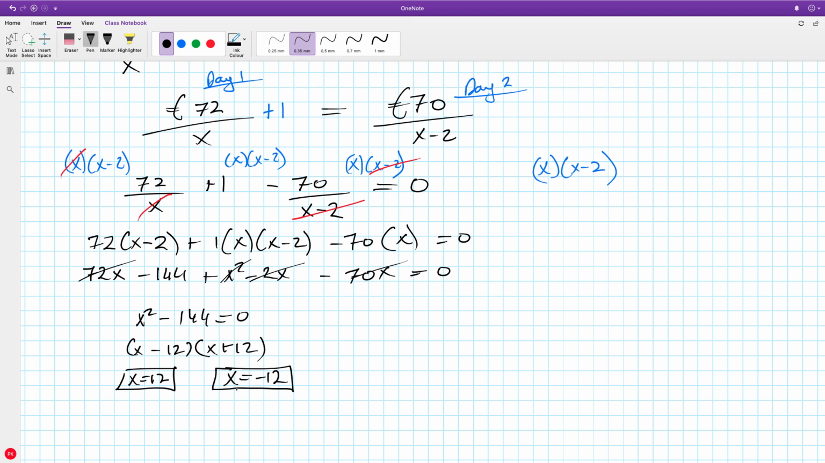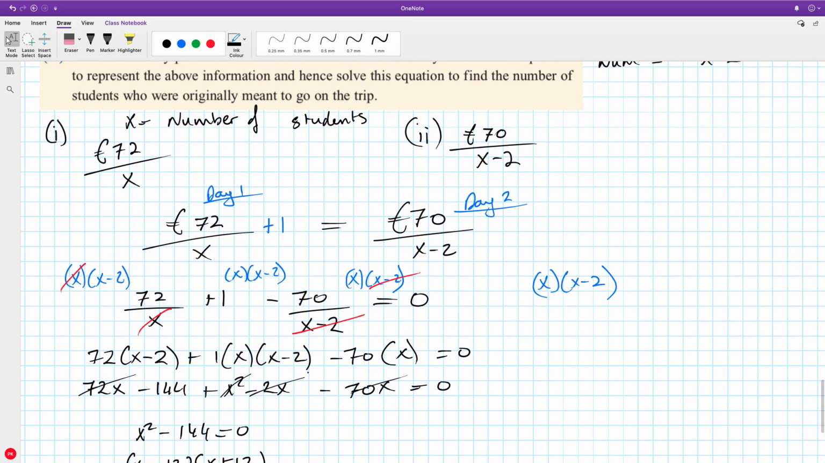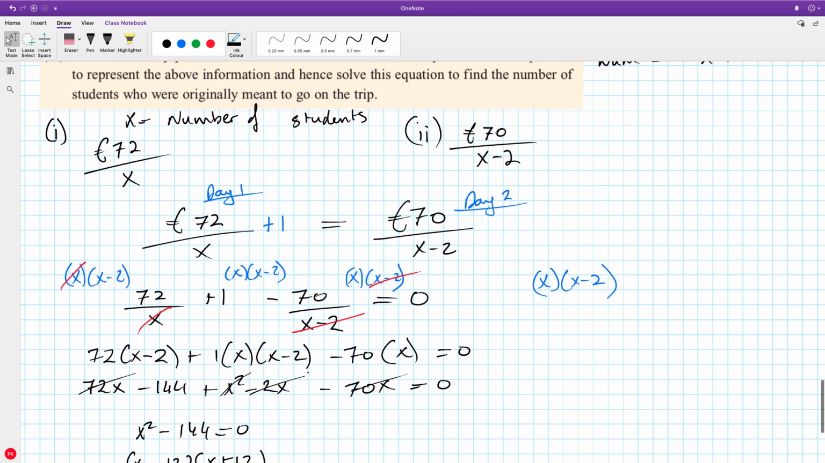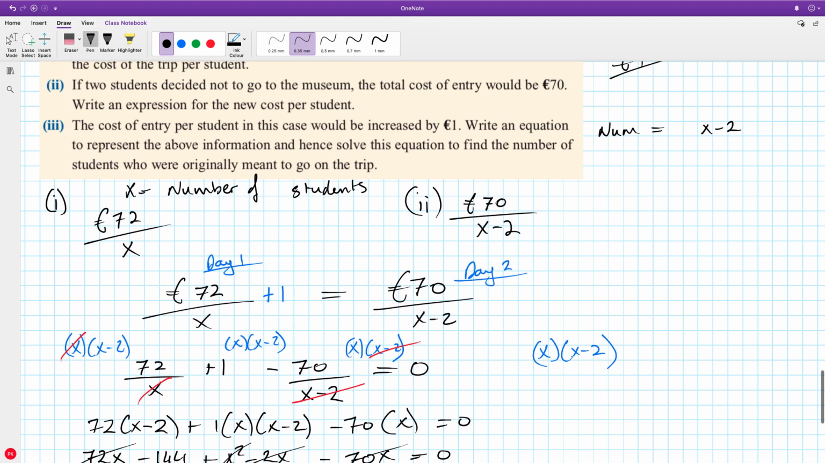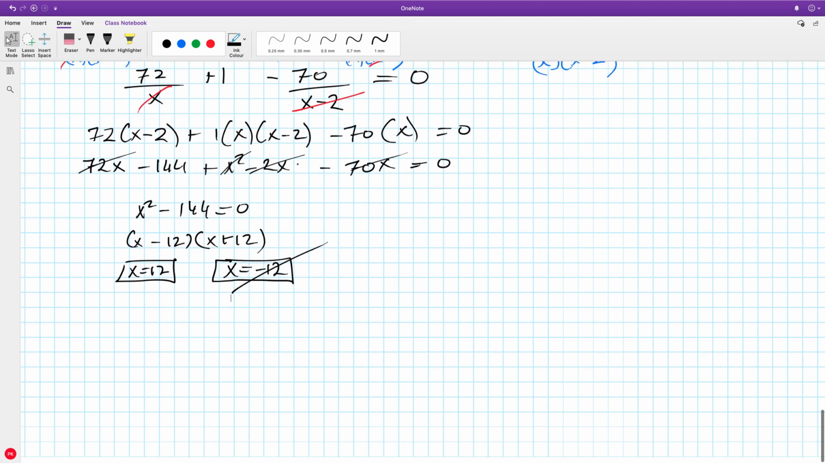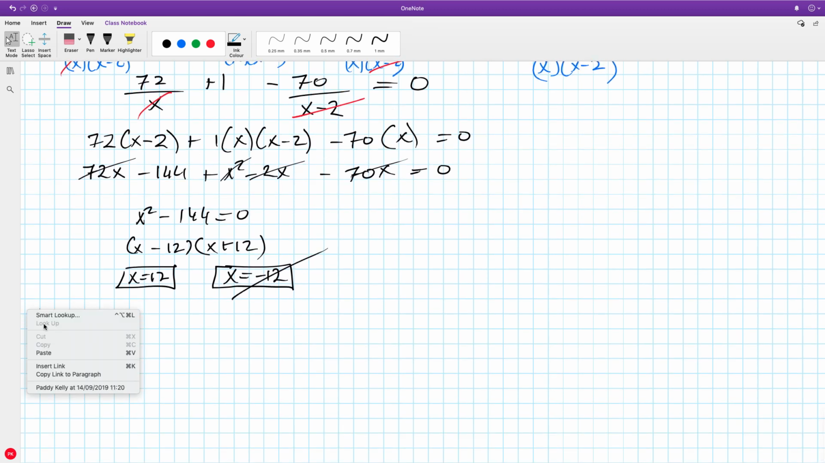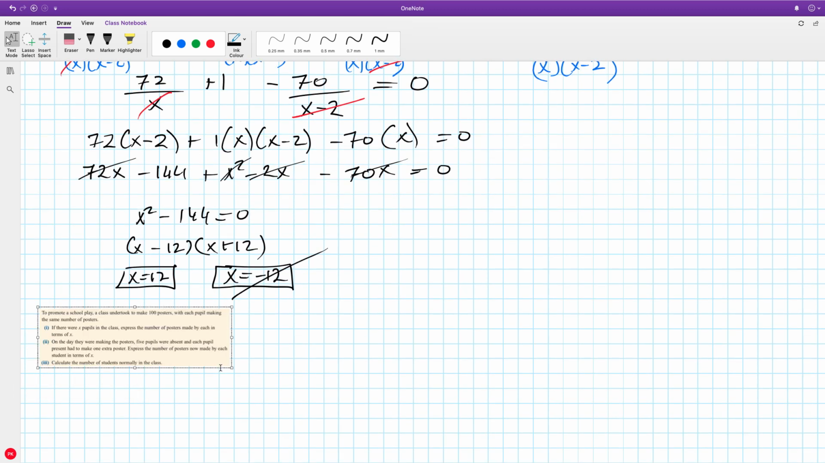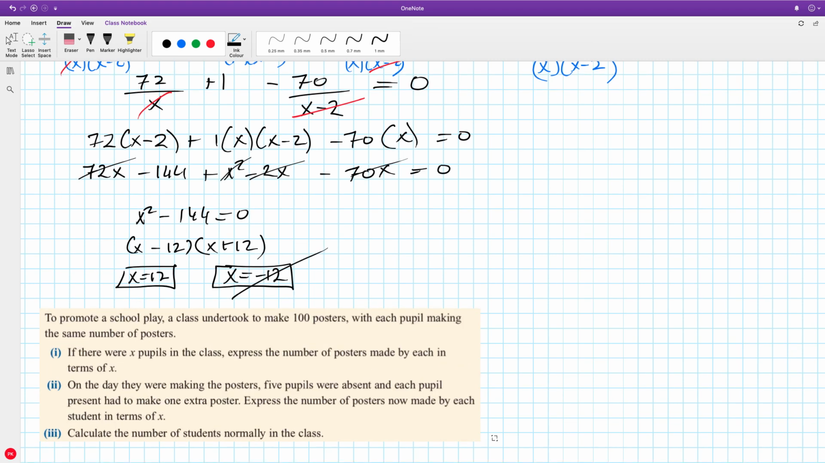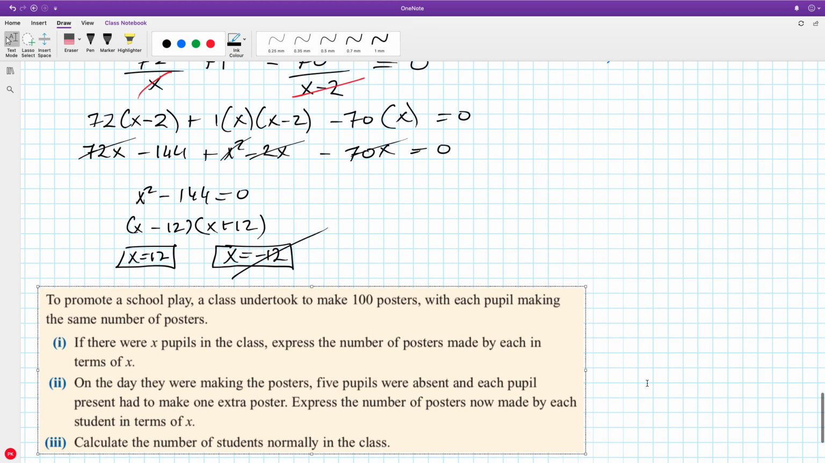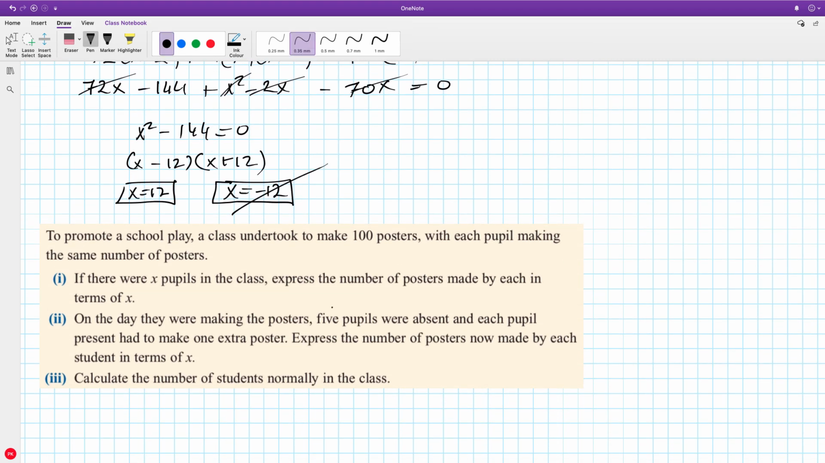Which one do we accept? 12. And what is 12? Number of students. And how many students went the second day then? 10. Alright. Do we answer the question? Solve the equation to find the number of students originally meant to go on the trip: 12. Right, have a go at this one on your own. Same thing again, create the equation. That's the big problem with these. Solving them is easy. It's creating the equation we want to do.